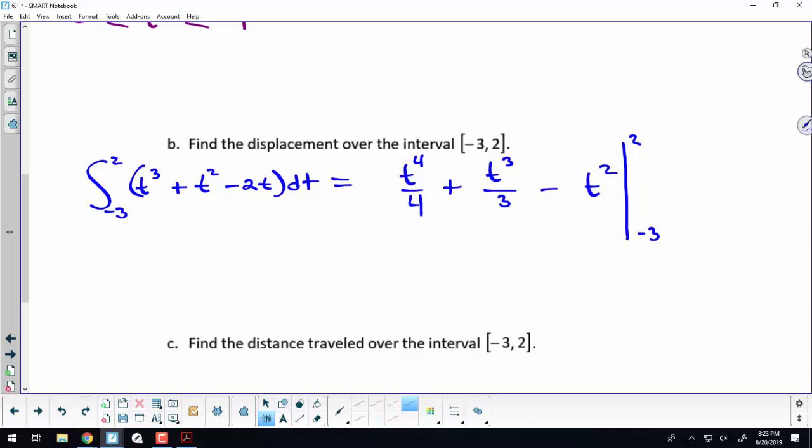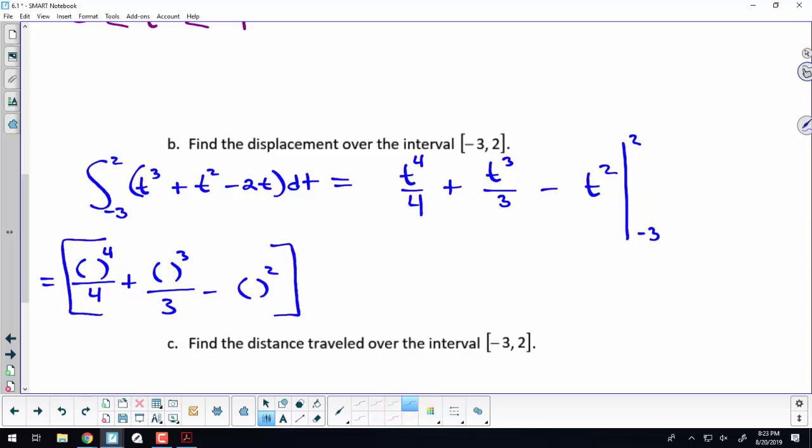I hope this is familiar. In what order do we plug those in, and how do we plug those in? Upper minus lower. So we're going to take a t-value of 2 and plug it into our antiderivative. I'm just going to write it like this, just so we can see. All right, so there's the antiderivative evaluated at the upper limit, 2.